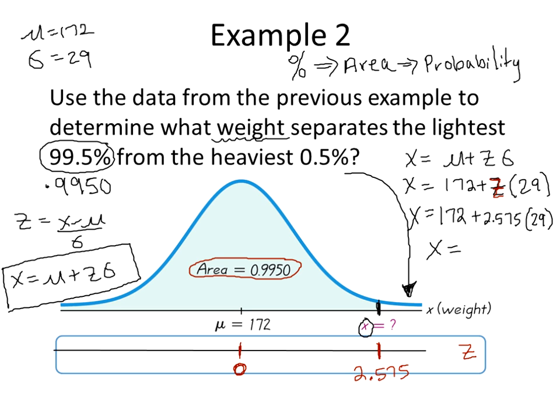So I have a few in agreement. Okay, great. All right, so you guys agree that it's 246.7, and we're talking about pounds here, right? 246.7 pounds. So that is the weight that separates the lightest 99.5% from the heaviest 0.5%.